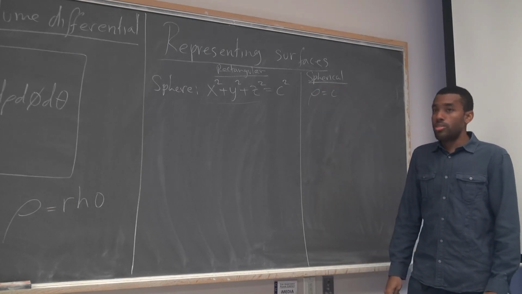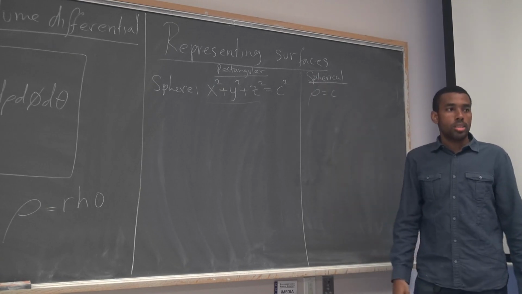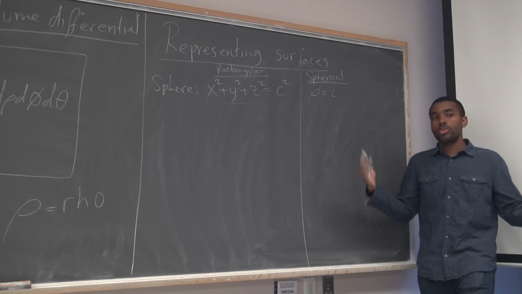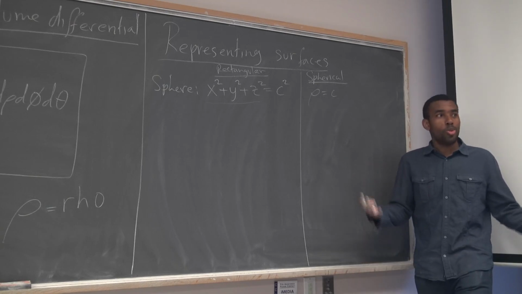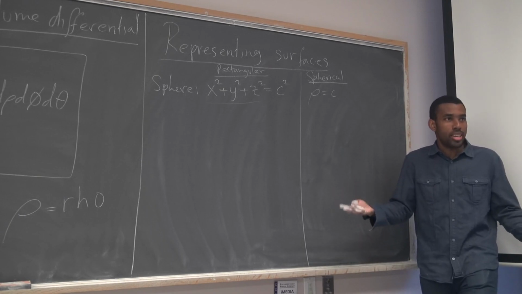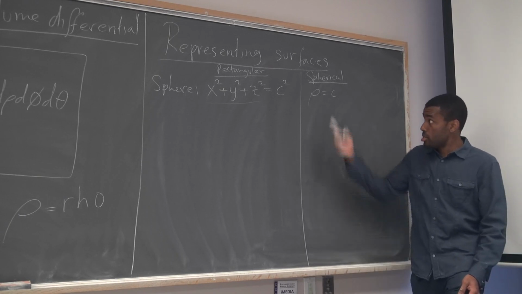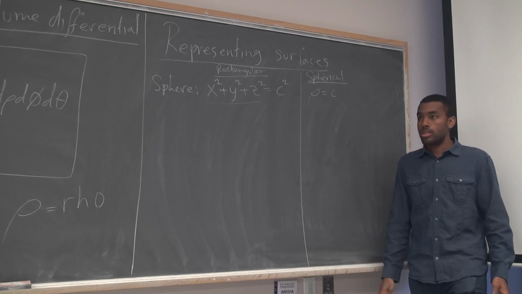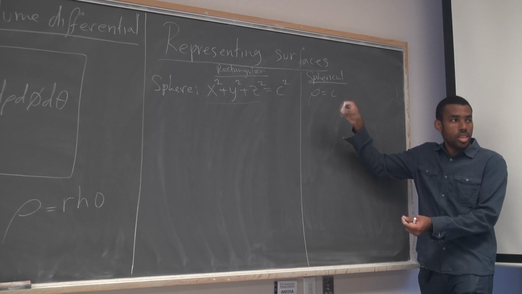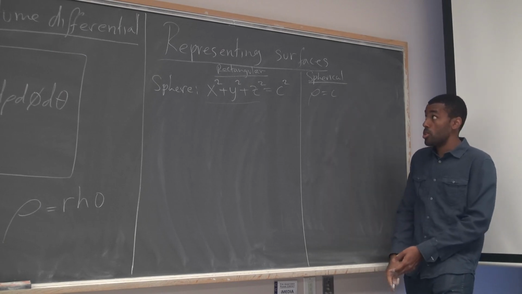Right? So the equation of a sphere is rho equals a constant, where the constant is the radius of the sphere. So if I say rho equals 3, that's me saying there's a sphere of radius 3 centered at the origin. So a sphere can just be described as rho equals a constant. This is the set of all points where the distance from the origin is c, because that's what rho is, the distance from the origin.